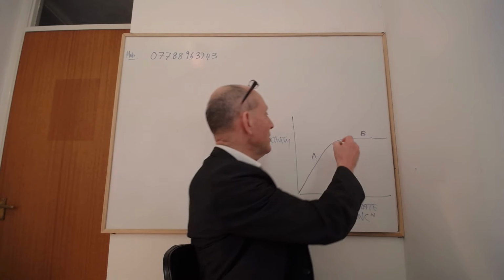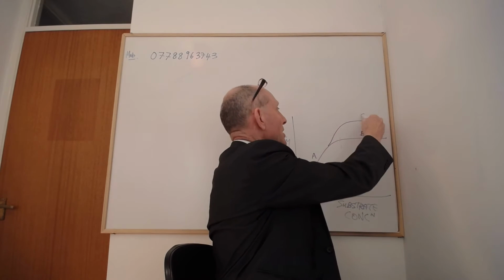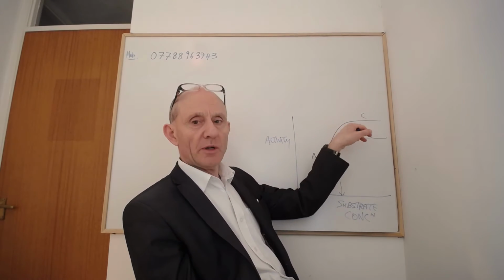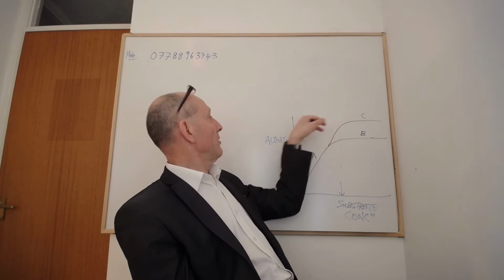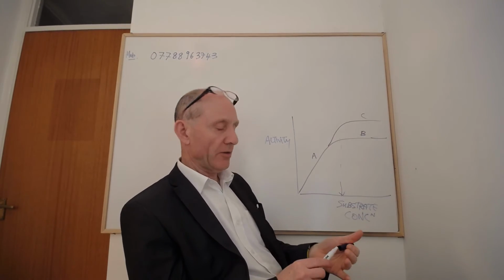However, how could you get the activity to go faster? The answer is if you added more enzymes. So C here would represent if you added in more enzymes, then you've more active sites available, and the rate of reaction, the activity, could go a bit higher. So often you'll see a graph like this.